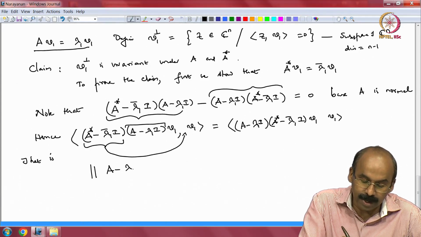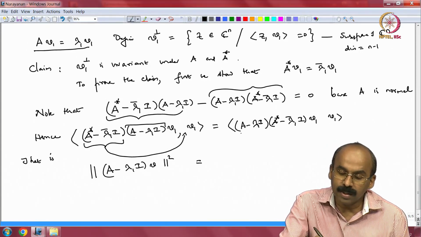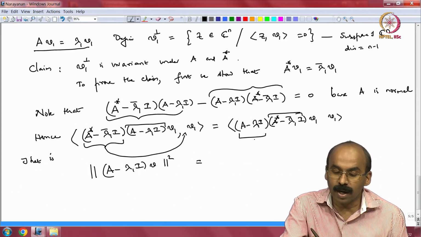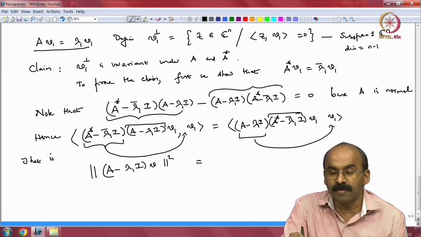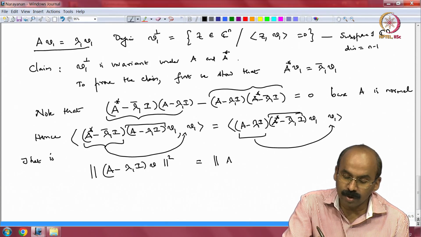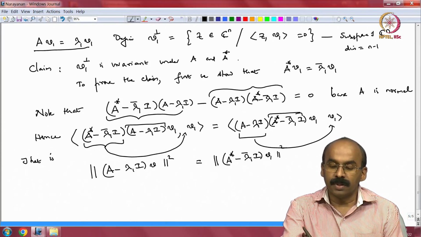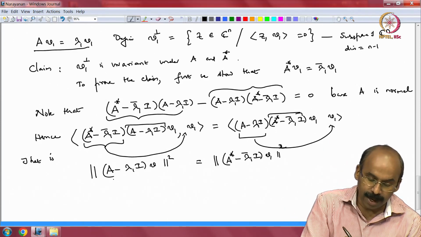So, that is the norm square of (A minus lambda 1 I) V1, which is equal to, similarly if you look at this term, this is the star, the adjoint of whatever is here. So, I take this to this side, I will get the star of A minus lambda I, which is A star minus lambda bar I, and so I will get the norm square of (A star minus lambda 1 bar I) acting on V1, the same vector, right. There is a square here.